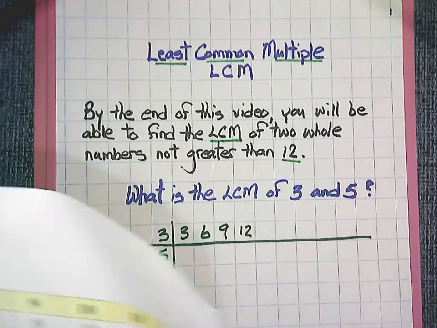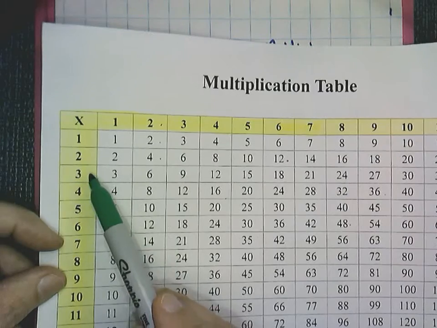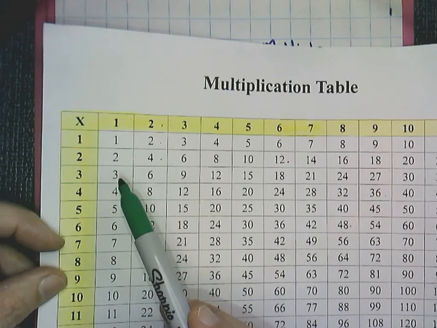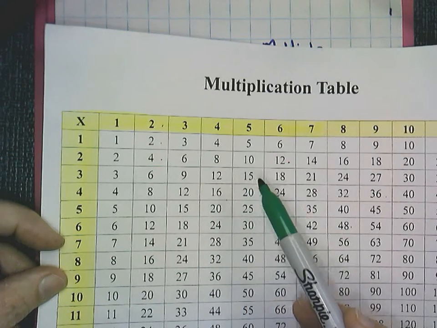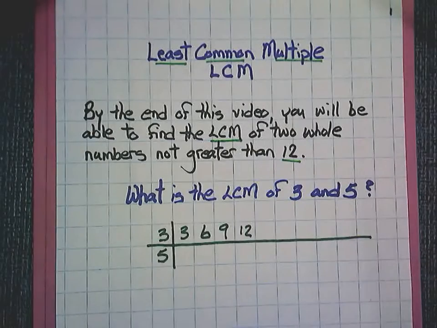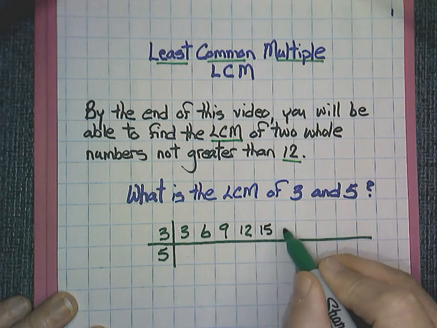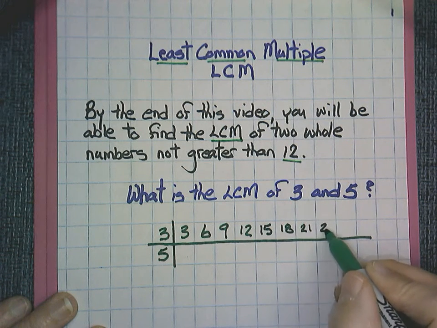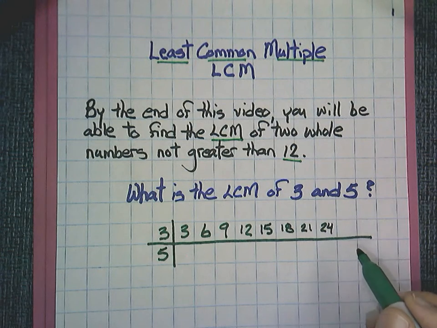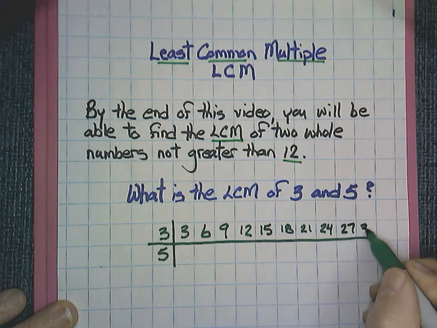Now you could also find this information on a multiplication table. If you look under the 3, you'll see that we have counting by threes: 3, 6, 9, 12, 15, and on like that. So I'm going to continue our multiples of 3. There's no rule on how many you have to do. Just for this example, I'll do a few. I think I'll stop at 30.